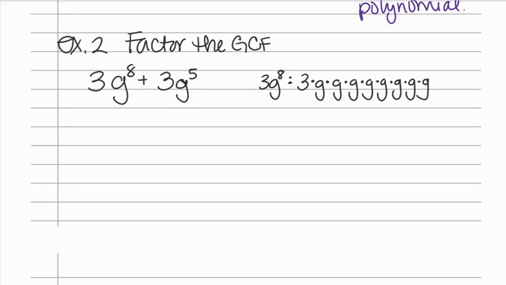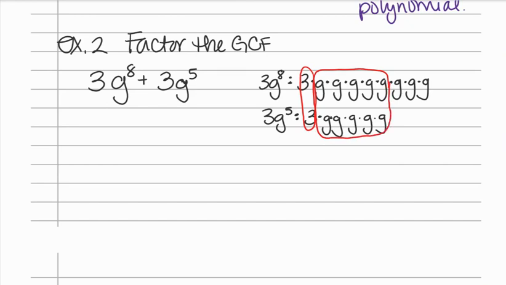Let me double check I have 8, and I do. And then 3g to the 5th is going to be 3 times, and then g times itself 5 times. And then we're going to go through and select our common factors. So I have a 3 in common, and then I'm going to have 5 g's in common. So in this case, my GCF is 3g to the 5th. That is what gets divided out of my expression.